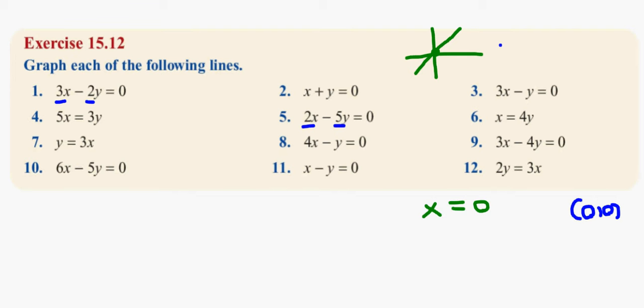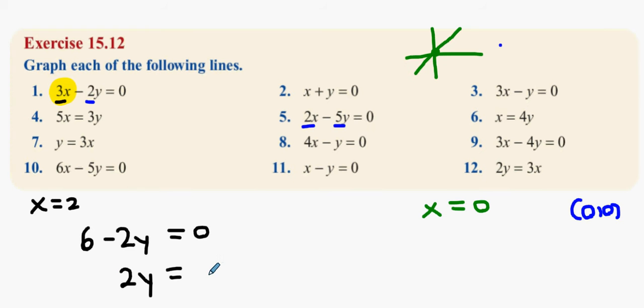I'll do the 3x, okay? So I'll turn the 3x into 6. How do I turn 3x into 6? By choosing x equals 2. So what happens when I choose x equals 2? What's 3 times 2? 6 minus 2y equals 0. Then what? I'll go minus 2y equals minus 6. Get rid of the minuses, don't need them there, do we? 2y equals 6. y equals 3.